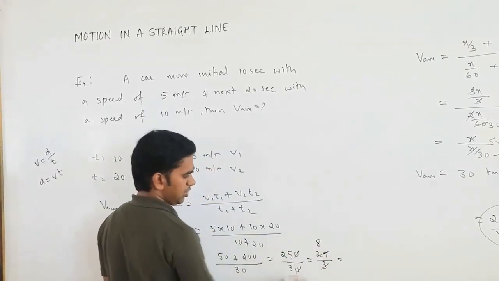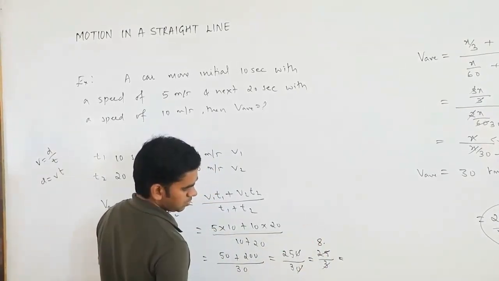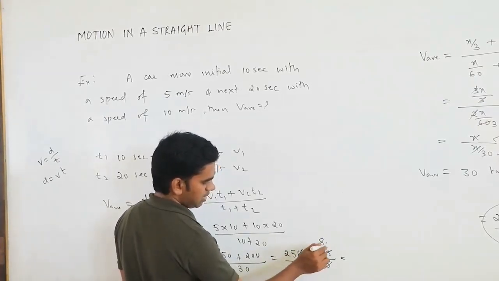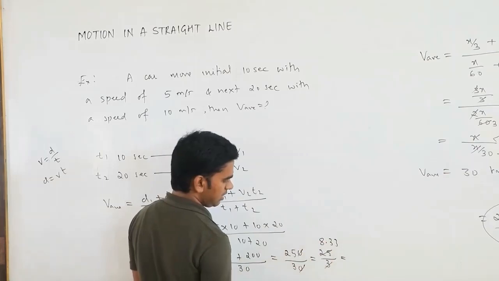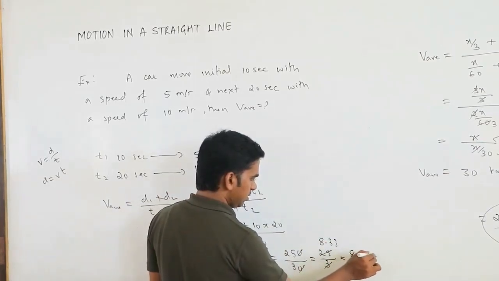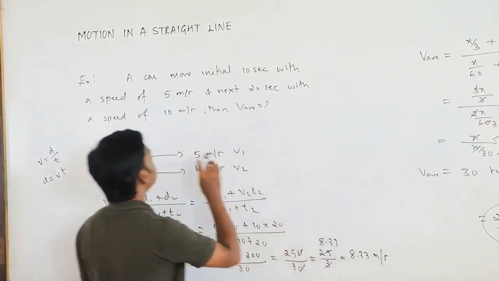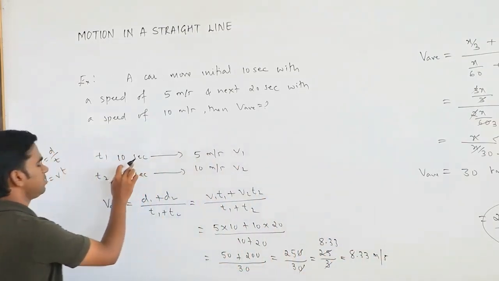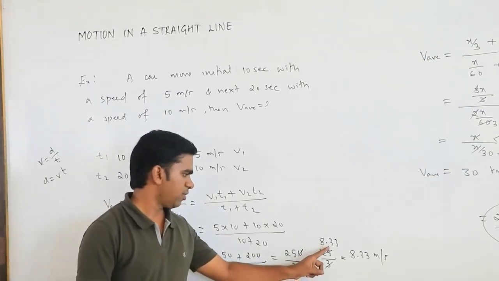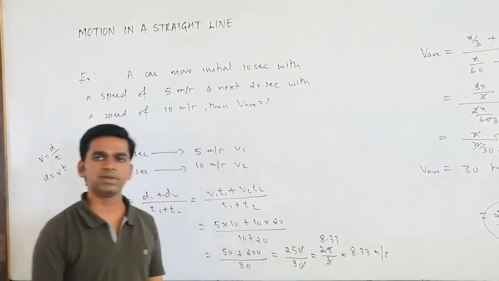3 8s are 24 and 1 remains. So again 3 will get. So this is 8.33 meter per second, because it is there in meter per second and this is there in second. So this is 8.33 meter per second. Okay.